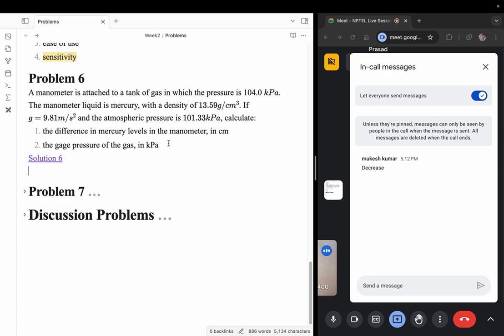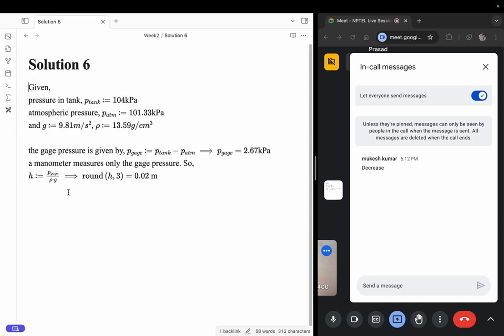Once you know the gauge pressure, to find the difference in the mercury levels you equate this gauge pressure with the rho g h formula that we have before. We already know rho g, so we should be able to calculate the height directly from there. It's just a straightforward calculation, so I'm not spending more time on it. You have the pressures, you just calculate the difference. Once you have the difference, h is given by gauge pressure divided by rho g. That gives a value of around 200 mm. Sorry, 20 mm.